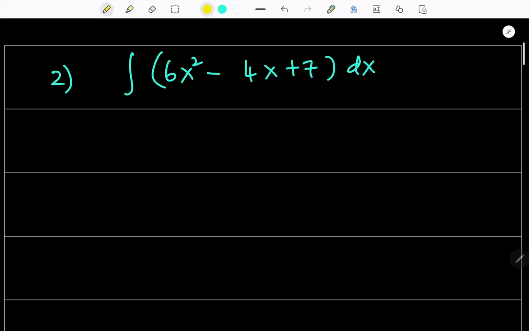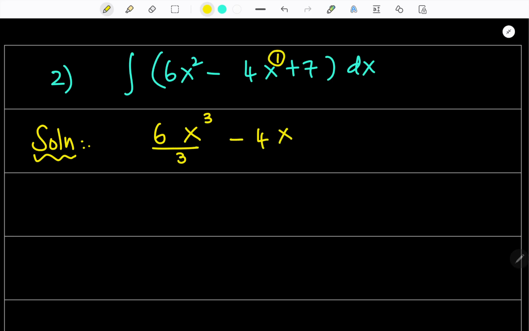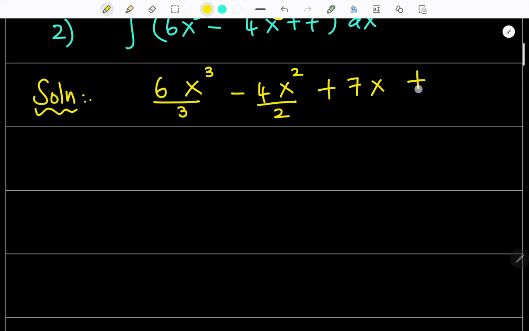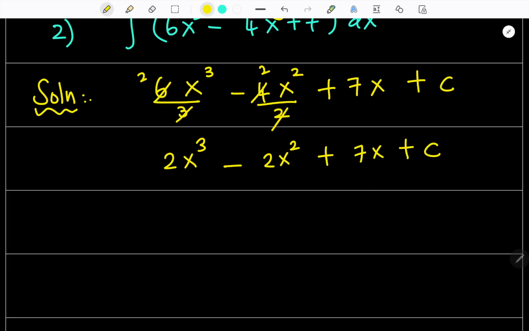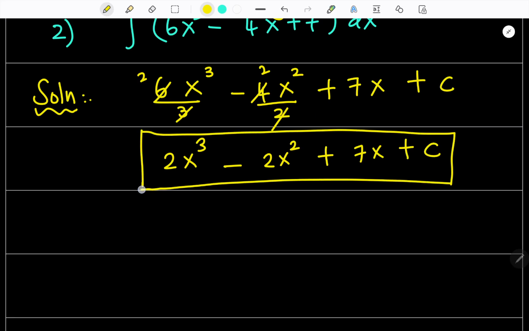Let's do the next question. Integral 6x square minus 4x plus 7. The same idea I'm going to use. 6x power 2, 2 plus 1 becomes 3, divided by 3, minus 4x. What is the power here? 1. Power 1 plus 1 is 2, divided by 2, plus 7 integration is 7x, plus integrating constant c. 3 gets cancelled with the 6, so 2x cube. 2 gets cancelled with the 4, so it is 2x square plus 7x plus integrating constant c. This is going to become your answer.